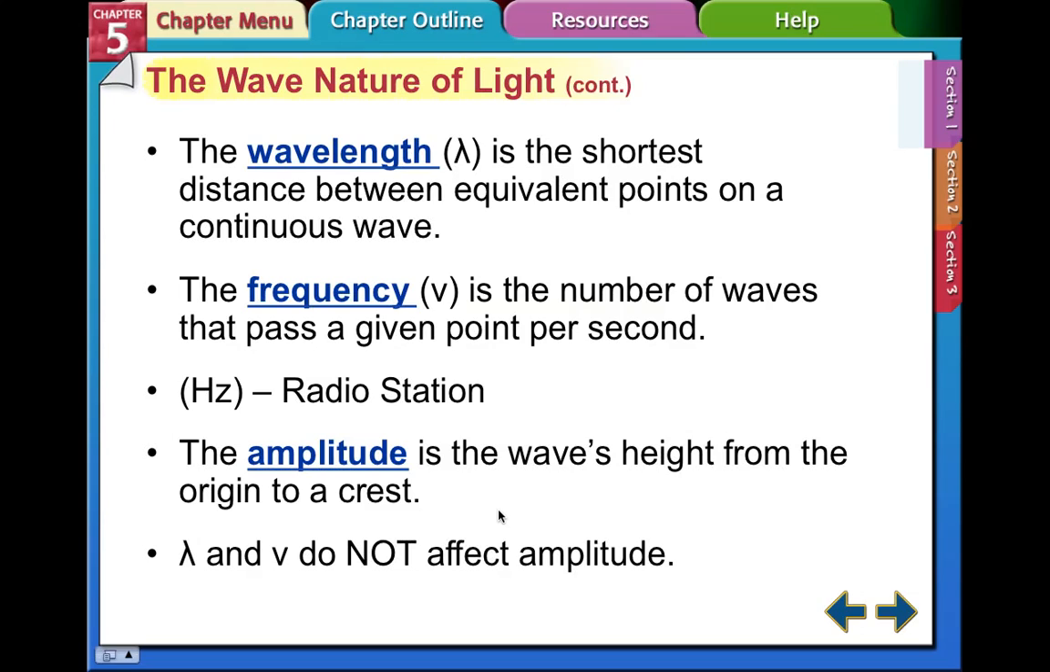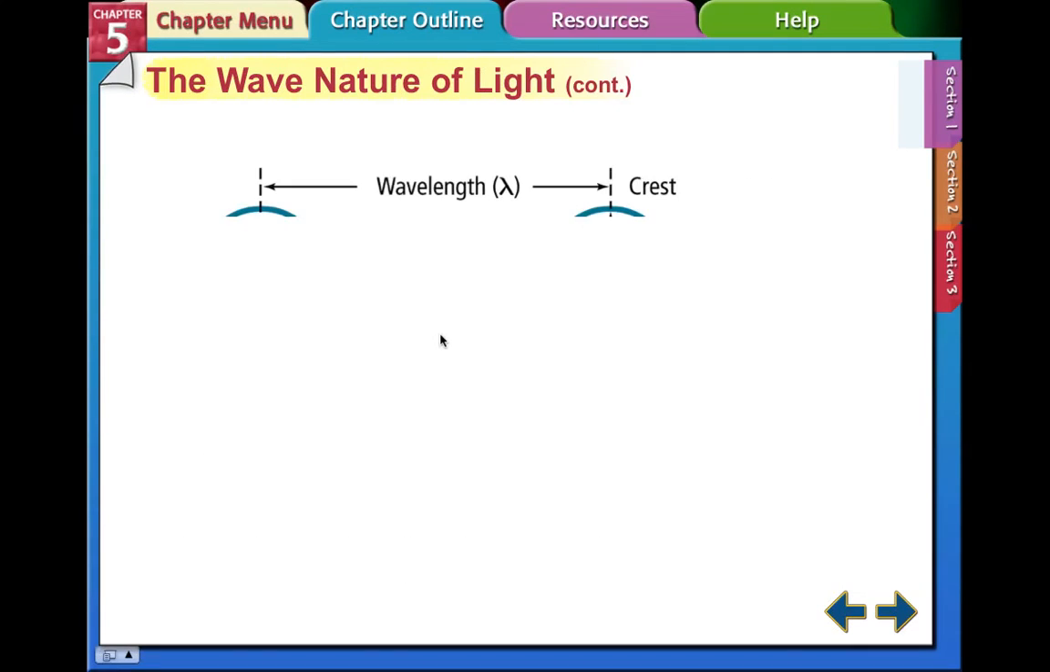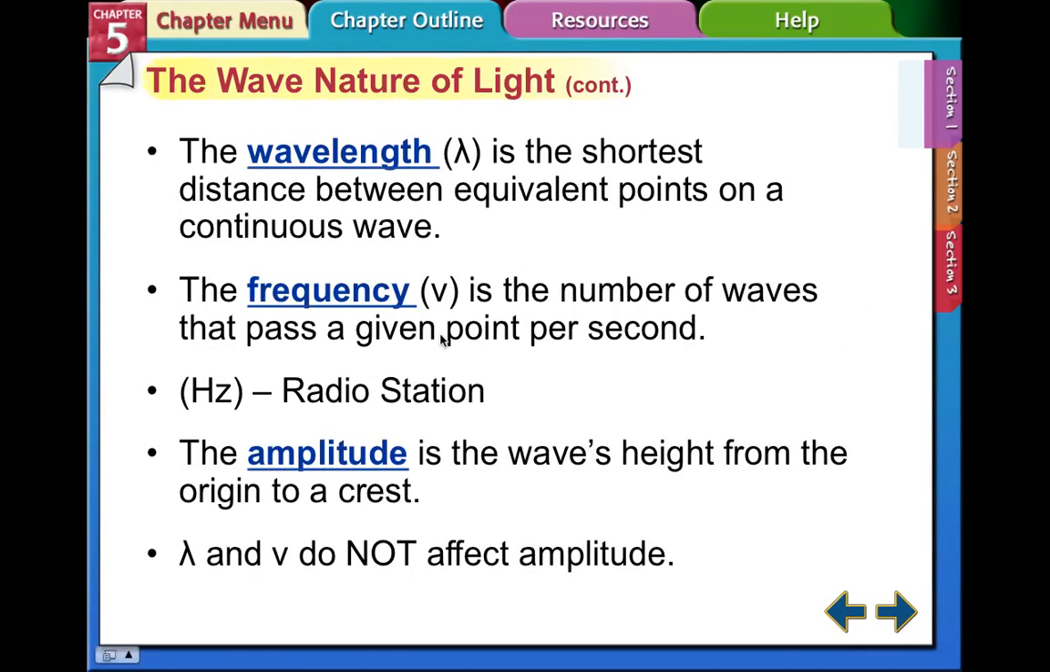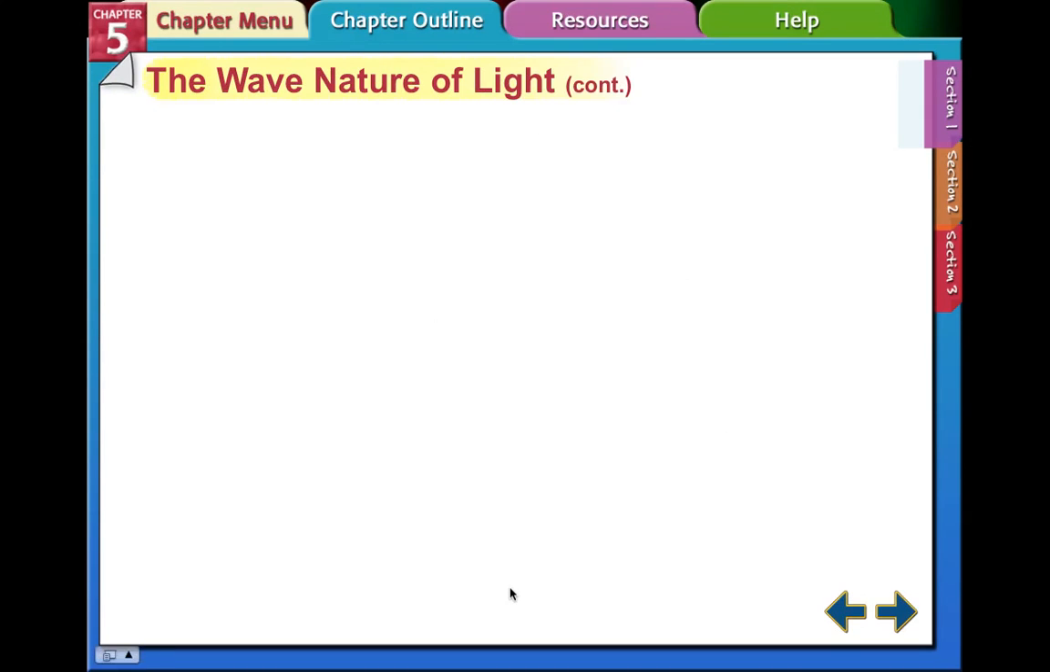So let's go here in just a second. We'll go to a picture of this and talk about them. This is really, really important down here. Oops, let me go back. Sorry about that. Lambda, or wavelength, and velocity. These two, wavelength and frequency, do not affect the amplitude, how high it goes. Very good test question, so remember that.